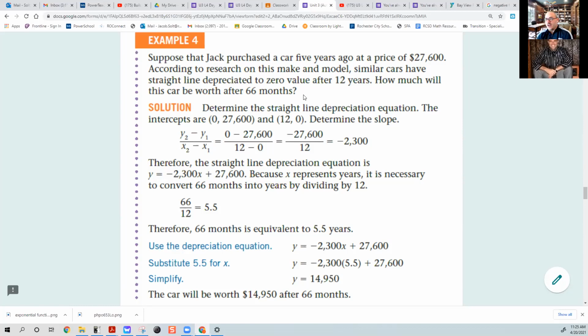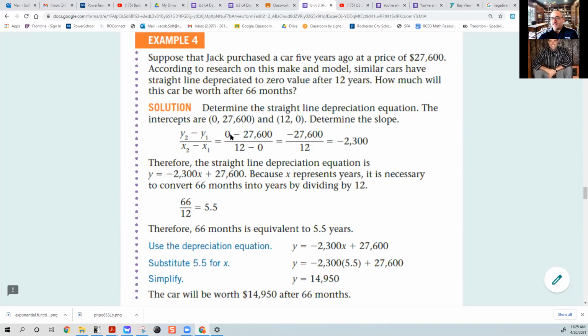Well, that's a little trickier because we've got to do some stuff. We've got to convert the months into years to get the same units to make this work. So let's see how we're going to play this out. We're going to determine the straight line depreciation equation. First step is to find the slope, by looking at the 2 intercept points.